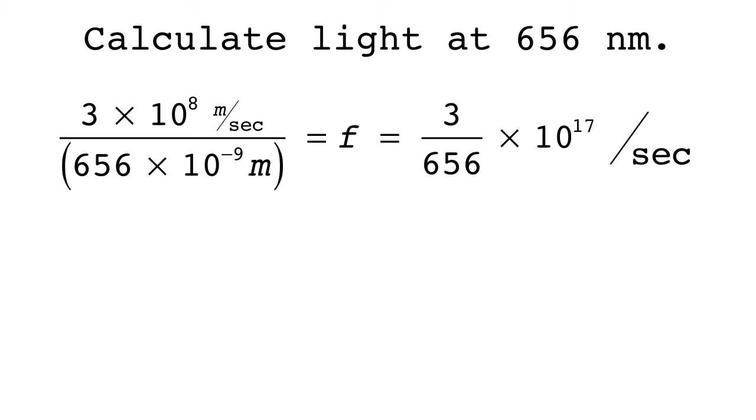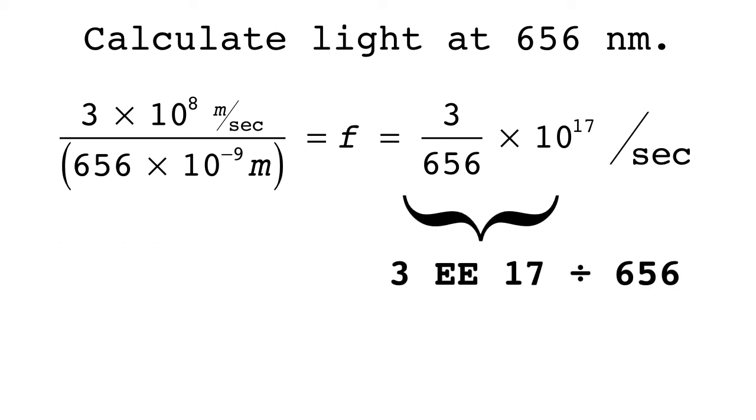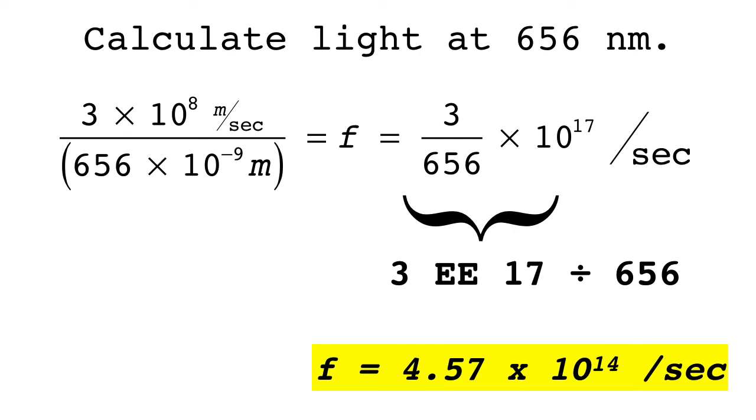But here's the numeric part: 3 in the numerator, 656 in the denominator, and then 10 to the 17 over here. So if you're doing this in pencil and paper, you can work it out this way. If you're on a calculator, you can type it in this way. On my calculator, I have an EE button. So my numerator here, 3 times 10 to the 17, I would type in as 3 and then the EE button and then 17, and then I divide by 656. And if I did that, I would come up with this answer, 4.57. Try it on your calculator, because you're going to have to do this in just a second on your iClicker.